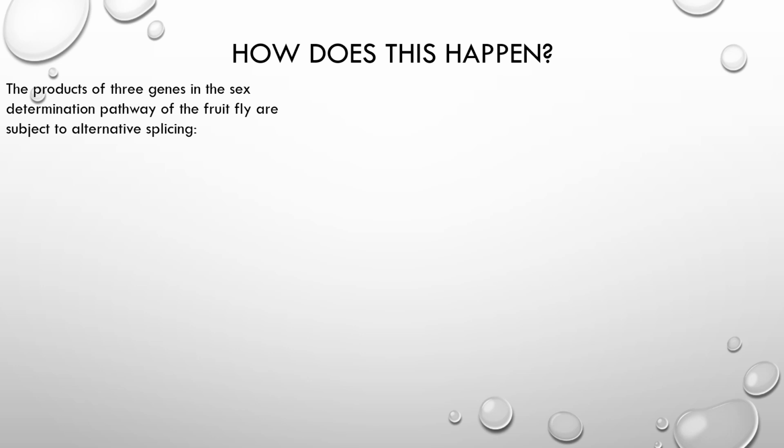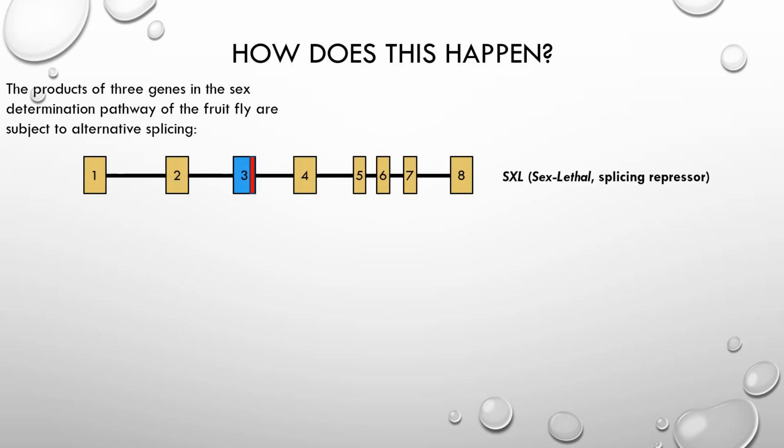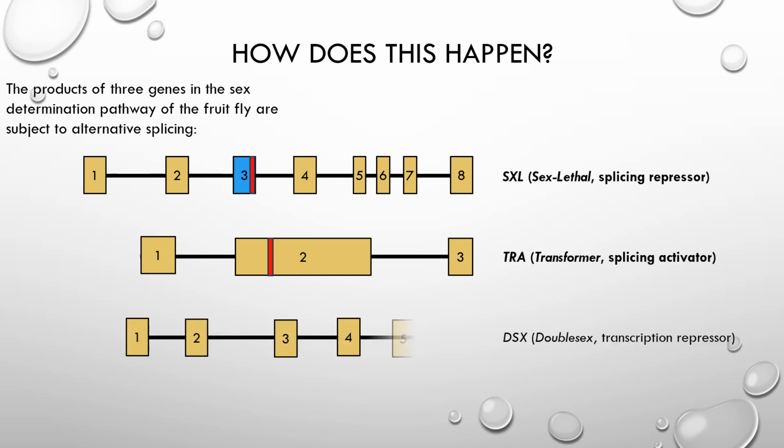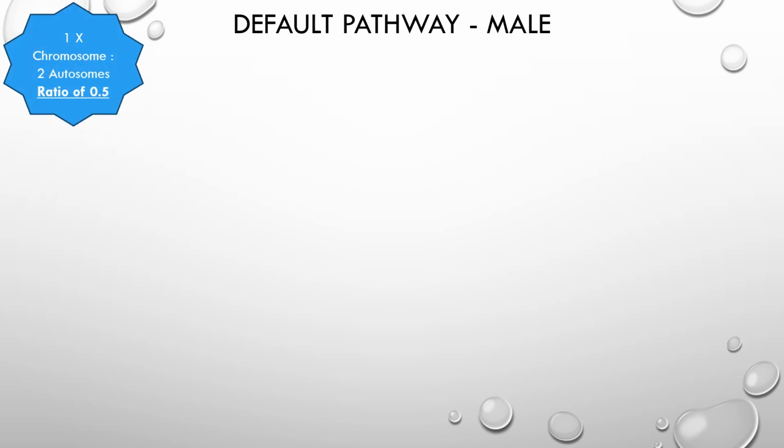The products of 3 genes in the sex determination pathway of the fruit fly are subject to alternative splicing: sex-lethal, a splicing repressor, transformer, a splicing activator, and double-sex, a transcription repressor. Let's start with the default pathway, the male pathway. So when there's a ratio of 0.5, this pathway is triggered.